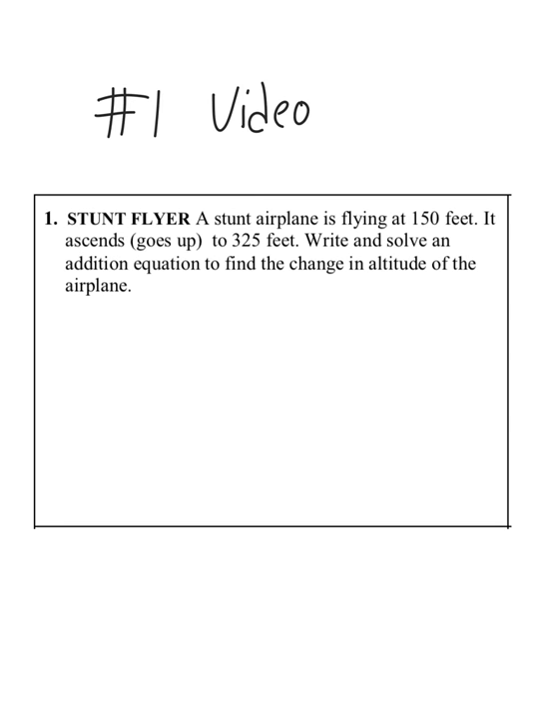Okay guys, here's the video for problem number 1. So it says a stunt airplane is flying at 150 feet. It ascends, or goes up, to 325 feet. And you have to write and solve an addition equation to find the change in altitude of the airplane. In other words, how much it went up.